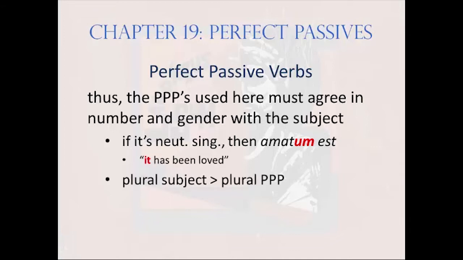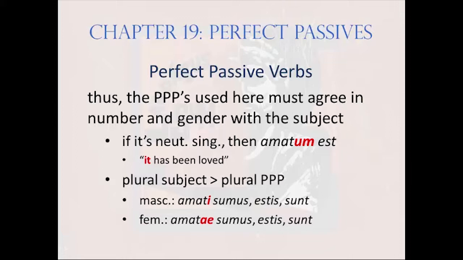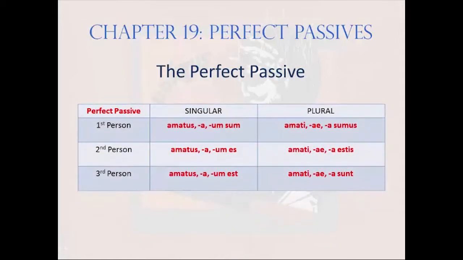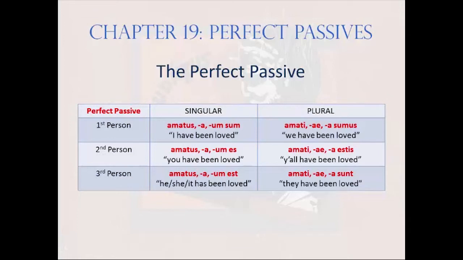And finally, if the subject is plural, then the perfect passive participle must also be plural, rendering masculine forms like amati sumus, estis, or sunt, feminine forms amatae sumus, estis, or sunt, and neuter amata sumus, estis, or sunt. So here is an example of a Latin verb, amo, conjugated in the perfect passive. Amatus, a, um sum, amatus, a, um es, and so on. And here is that same verb translated. I have been loved, you have been loved, he, she, or it has been loved, and so on.